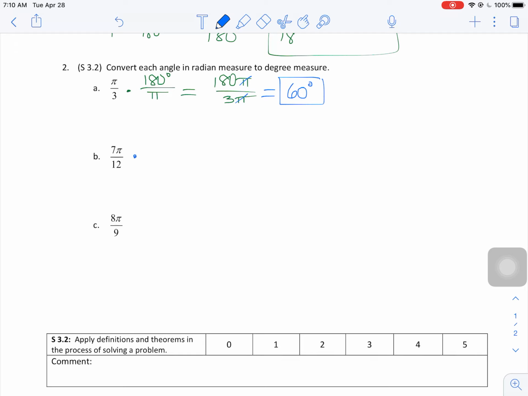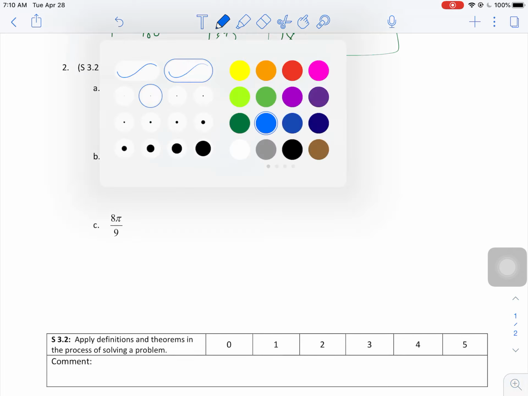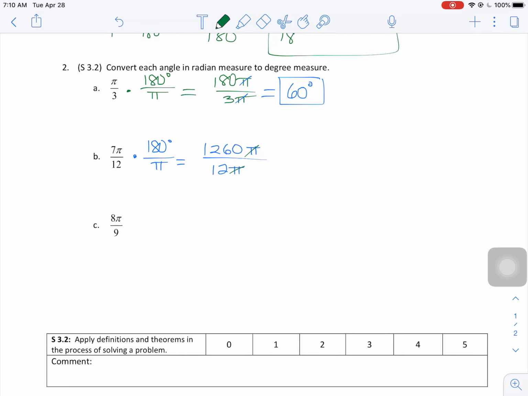Part B, I'm still going from radians into degrees. So I want to multiply by 180 degrees over pi. In the numerators, 7 times 180 is 1,260. And then bring the pi with me. In the denominator, I have 12 pi. The pi's cancel out, and then 1,260 divided by 12 is 105 degrees.